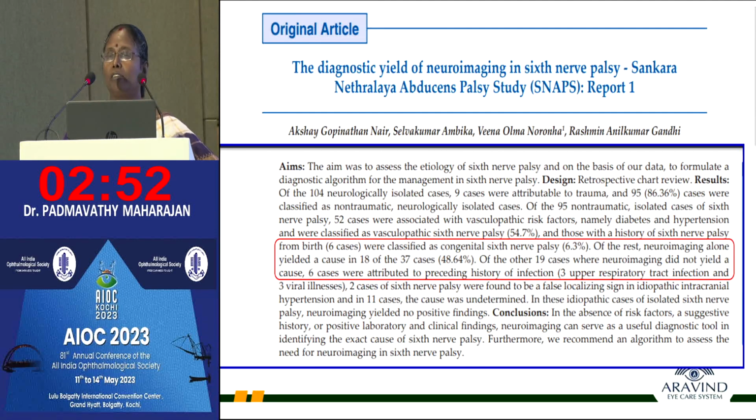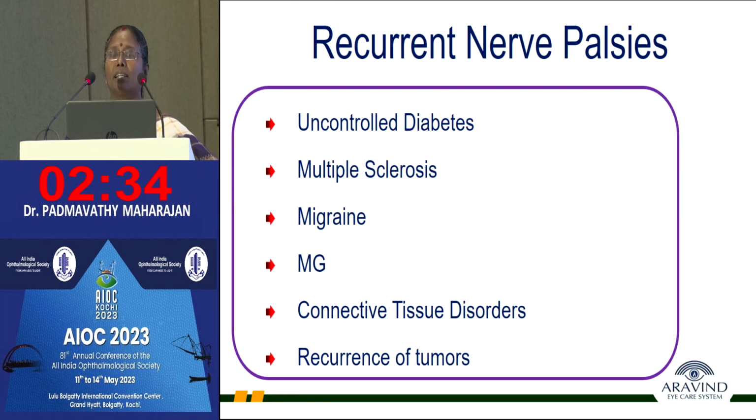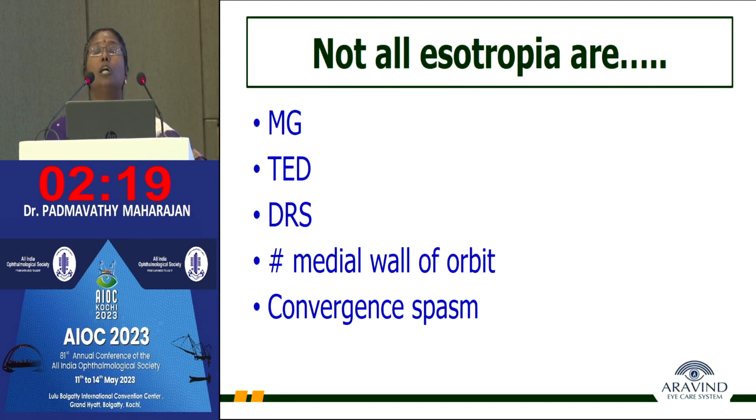This is one study from the SN where they had found what was the diagnostic yield. So they found the cause in 48.64% of the cases. So isolated 6-nerve, non-resolving, no cause found, again re-evaluate for myasthenia gravis. If it is a recurrent, you have to keep your options wide, whether it is due to uncontrolled diabetes, multiple sclerosis, or is it migraine or myasthenia gravis, or any connective tissue disorders and vasculitic workup, or is it a recurrence of tumors. Not all esotropia are due to 6-nerve palsy.